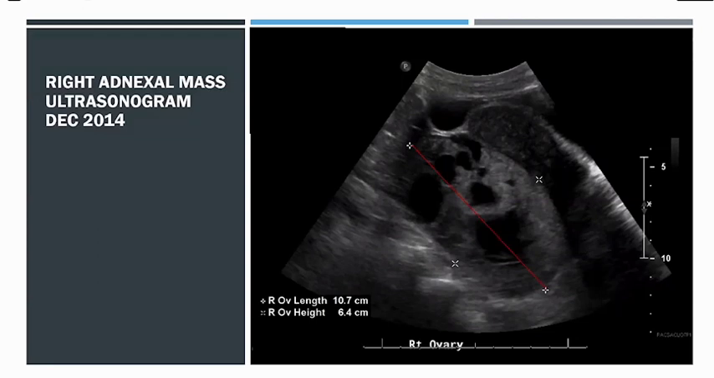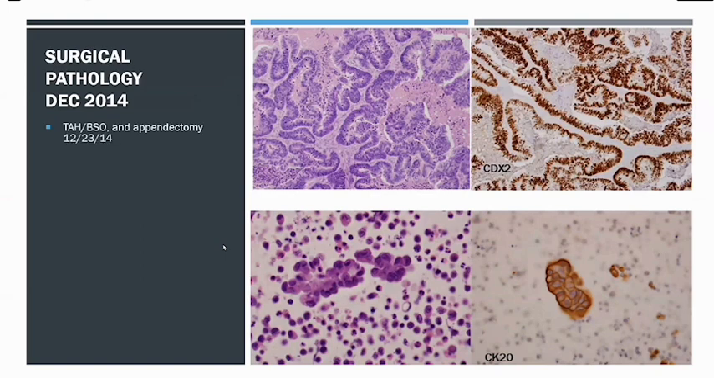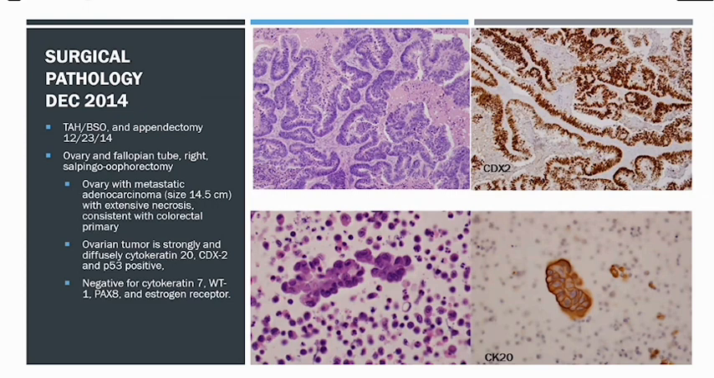The ultrasound showed this 10.7 centimeter right ovarian mass that you can see. This was December 2014. Surgical pathology was done. She underwent a total abdominal hysterectomy with bilateral salpingo-oophorectomy and appendectomy in December. The ovary and right fallopian tube showed metastatic adenocarcinoma with a size of 14.5 centimeter, consistent with colorectal primary, by looking at the dirty necrosis here and this moderately differentiated adenocarcinoma pattern. The tumor was strongly and diffusely positive for CK20 and CDX2, thus indicating a colorectal primary, and negative for CK7, WT1, PAX8, and ER. P53 was also overexpressed. Pelvic washing was also positive for malignancy.